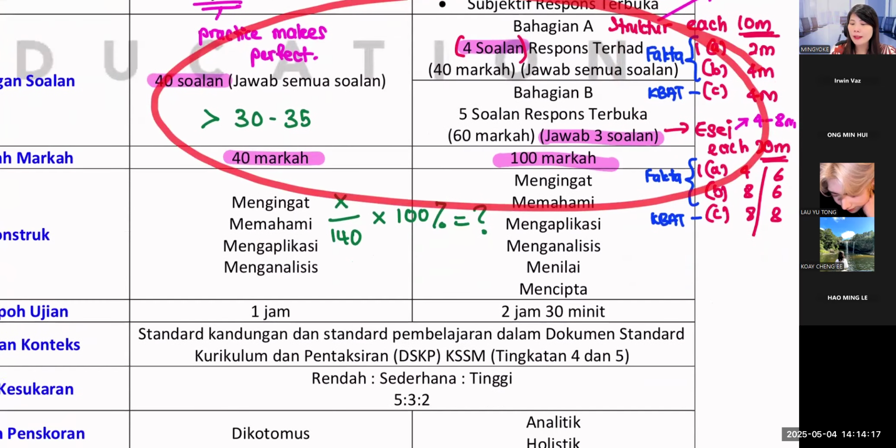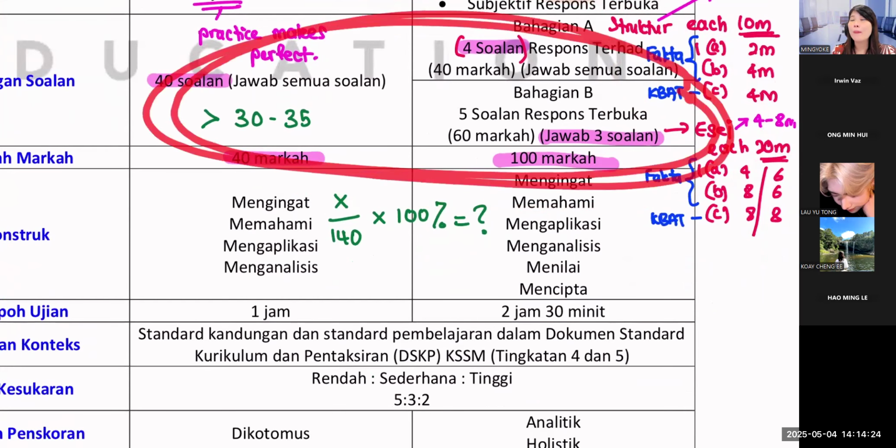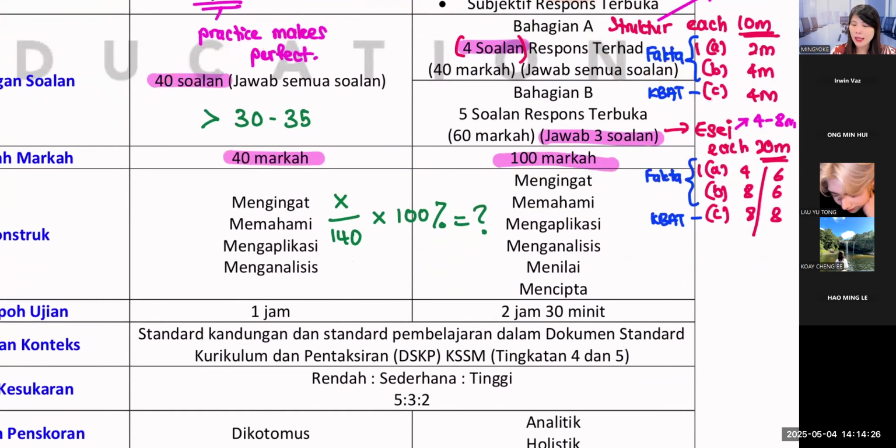So how do you actually get your marks? It's very simple. This is objective, 40 marks. Essay is 100 marks, right? So you total up how much you get, then you divide by 140 times 100%. Then you get your total.